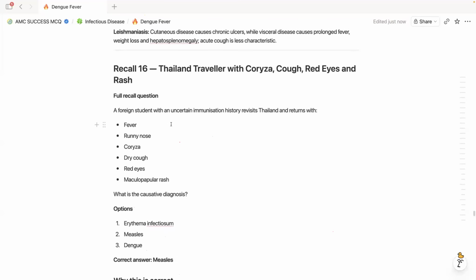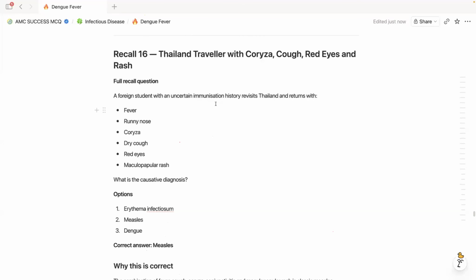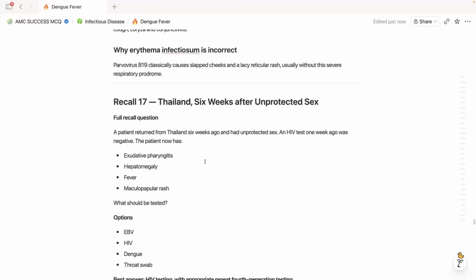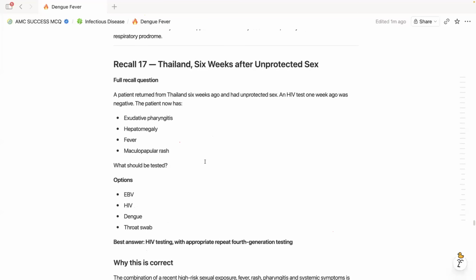The next question. This is a foreign student with no immunization history. They visited Thailand and return with fever, anosmia, coryza, dry cough, red eyes, macular rash. This is very specific for measles. And this one is different.